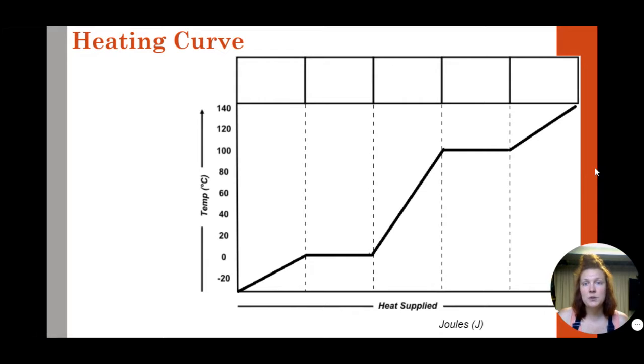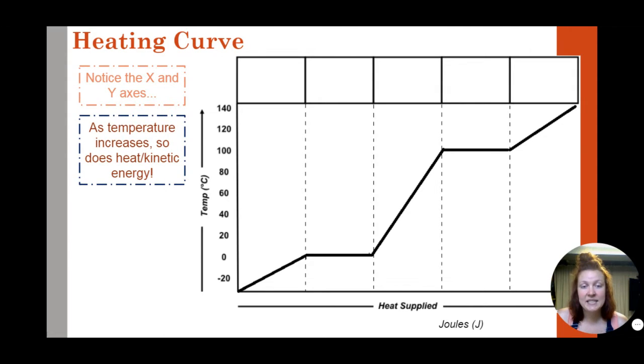So before we get into labeling our heating curves, let's just take a look at what this graph is showing us. I want you to notice the X and Y axes. Along our X axis, we have heat supplied, and we know that heat energy is measured in joules or kilojoules. Now for a heating curve, it's going to be in joules. The temperature is along the Y axis, and that's measured in degrees Celsius.